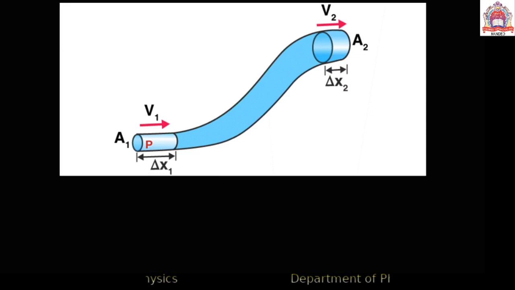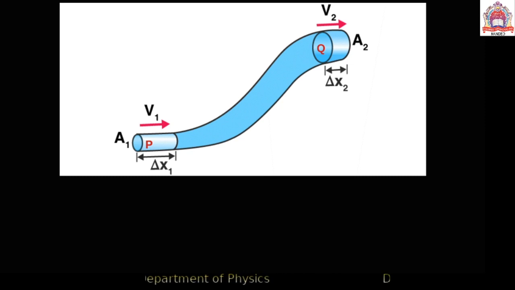Consider a small area A1 at P, perpendicular to the direction of steady flow of a liquid, and draw streamlines through the boundary of A1, so that the tube PQ is obtained. This is known as a tube of flow.